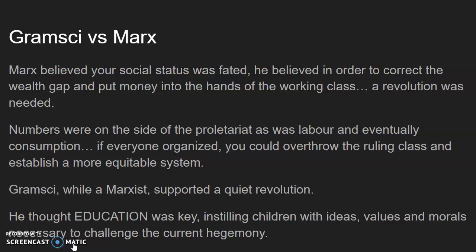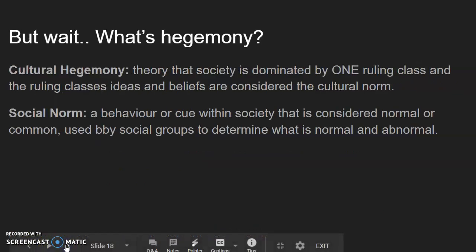Gramsci, on the other hand, believed in a quiet revolution. He thought that education was key in instilling children with ideas, values, and morals to challenge the current hegemony. But wait, what's cultural hegemony? Hegemony is the idea that society is dominated by one ruling class, and the ruling class's ideas and beliefs are considered the cultural norm. A social norm is a behavior cue in society that's considered normal or common. This is used by social groups to determine what is normal and what's abnormal.